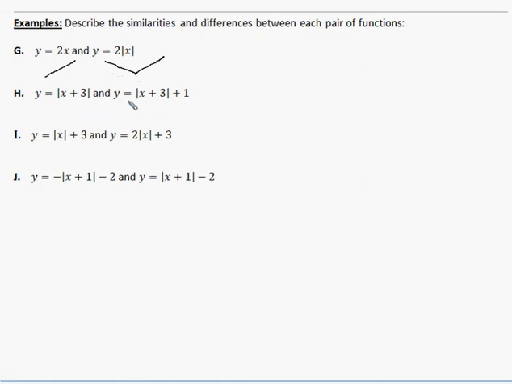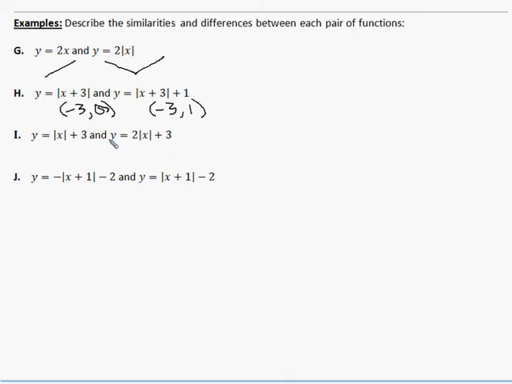Okay, let's look at these two right here. For these ones, the difference is this one has a +1 and this one doesn't. They're both going to have an x-coordinate in the vertex of -3. This one's going to be -3, 0. Sorry, that's a 0. And this one's going to be -3, 1. So they both have an x-coordinate of the vertex of -3, but the y-coordinate is different. This one is going to be shifted up 1 more space than this one.